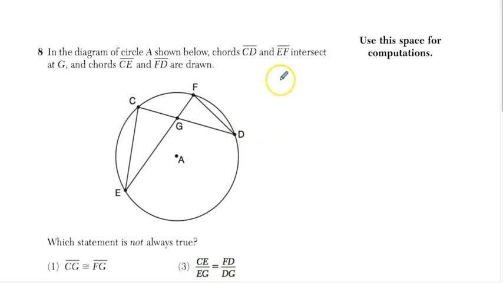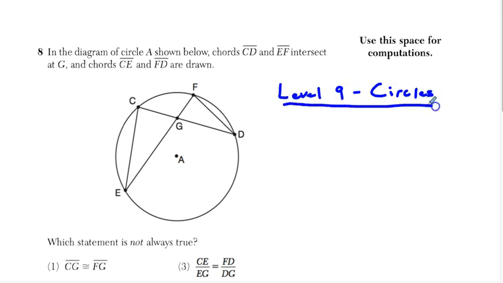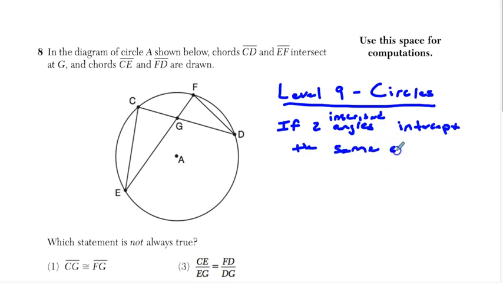But you should remember from level 9, and that unit was circles, that we have this one theorem, and that states this: if two inscribed angles intercept the same arc, then they are congruent. So two angles that intercept the same arc are congruent.